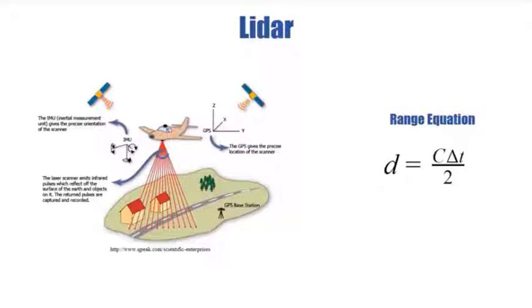Often, LiDAR systems will include sensors that give other information about the object, such as GPS to record the target's location, or an inertial measurement unit to record the LiDAR system's orientation.